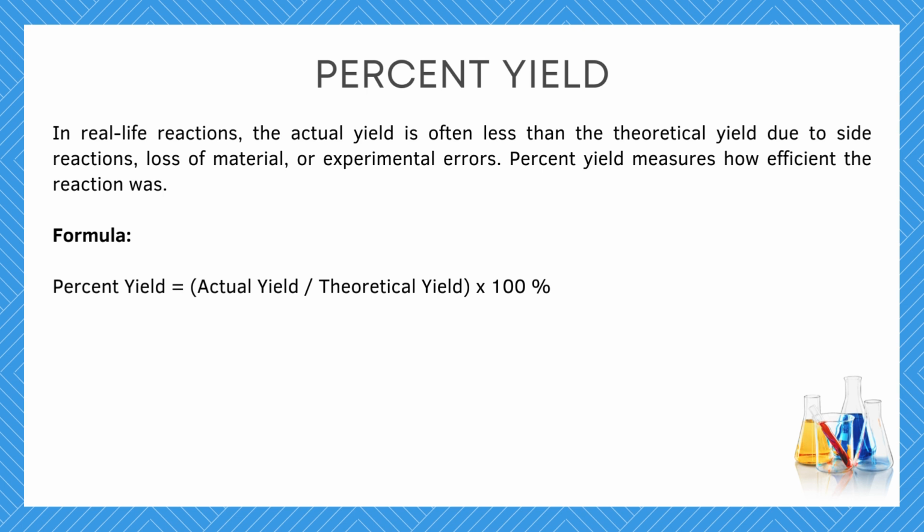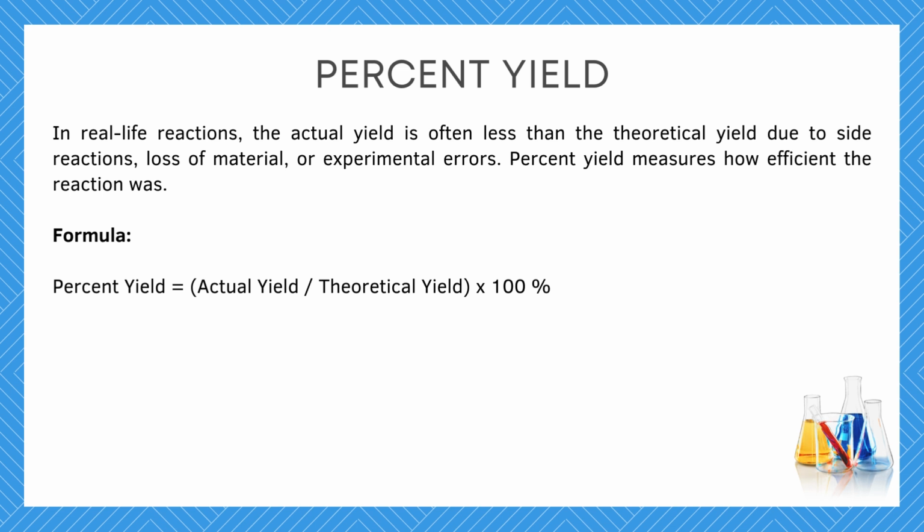Now, that brings us to the concept of percent yield. In real life reactions, the actual yield is often less than the theoretical yield due to side reactions, loss of material, or experimental errors. Percent yield measures how efficient the reaction was. Now, when you write out your processes on paper, everything that is supposed to happen when you get into the laboratory, it doesn't always turn out the way you expect. There are some experimental errors, some losses of materials, and so many factors that I may not be able to mention in this video.